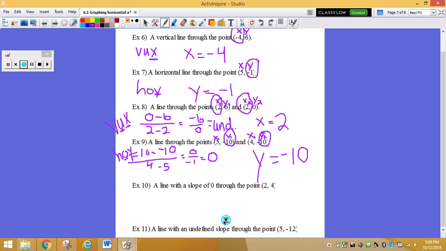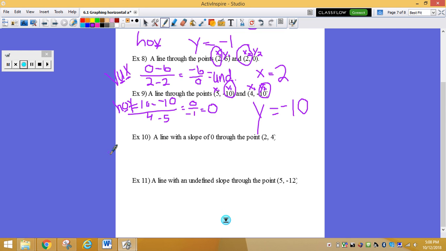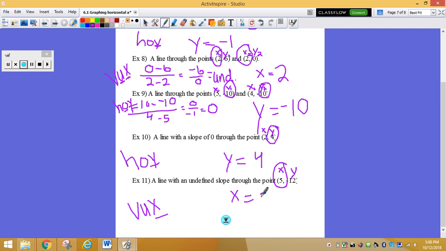Okay, what if I tell you the slope is 0? This is easier than the last one. Slope is 0 means you should think of HOY, which means it's going to be y equals a number. To figure out the number, look at your ordered pairs. Here's x, here's y. Y is 4. Next, an undefined slope. That means we should think of VUX, which is x equals a number. To figure out what x is, look at our ordered pair, and x is 5.